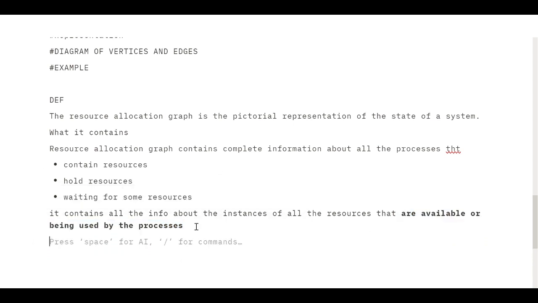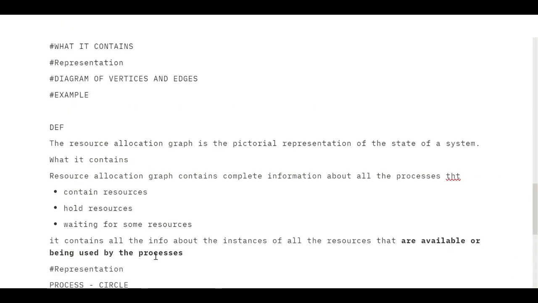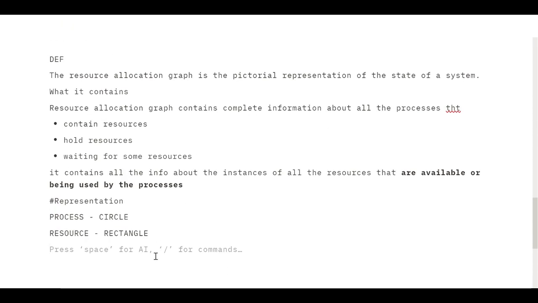So coming to the representation. So here the process is represented by a circle and a resource is represented by a rectangle. So this is the basic representation of the resource allocation graph. So coming to the vertices and edges.